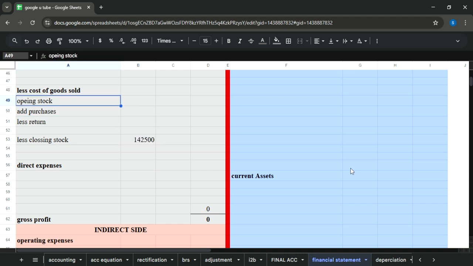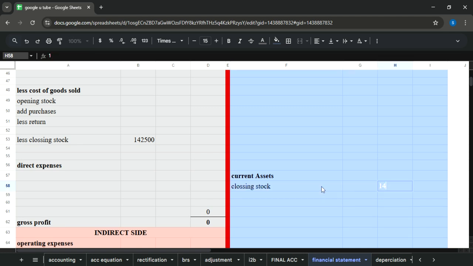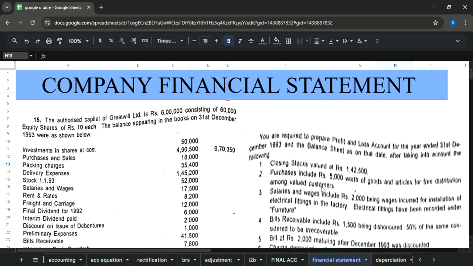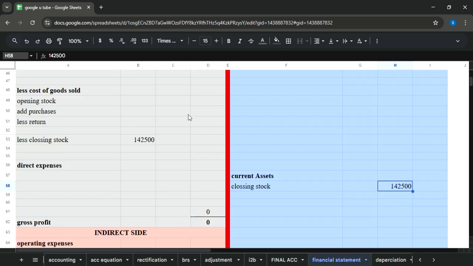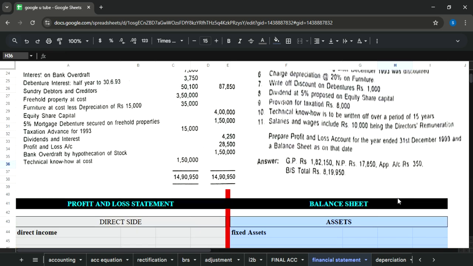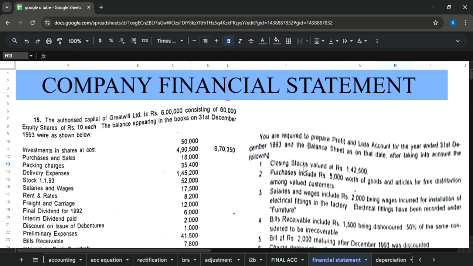At the same time, this closing stock would be added in the balance sheet as well. So here the closing stock amount of 142,500 we have written on the current asset side as well. It was told that each adjustment would have two effects, and you can see in this way we complete two effects, one on the left direct side, one on the right balance sheet. The first adjustment is completed.